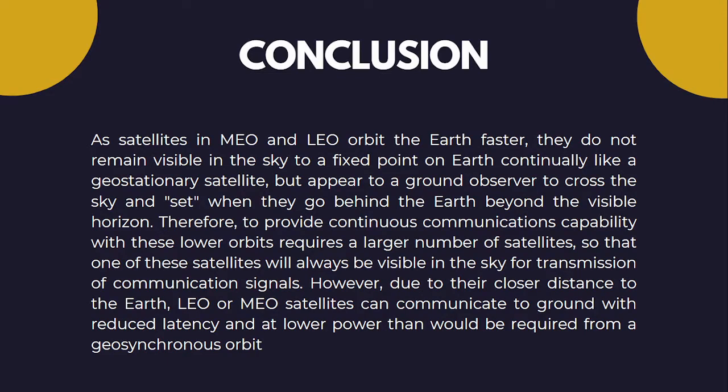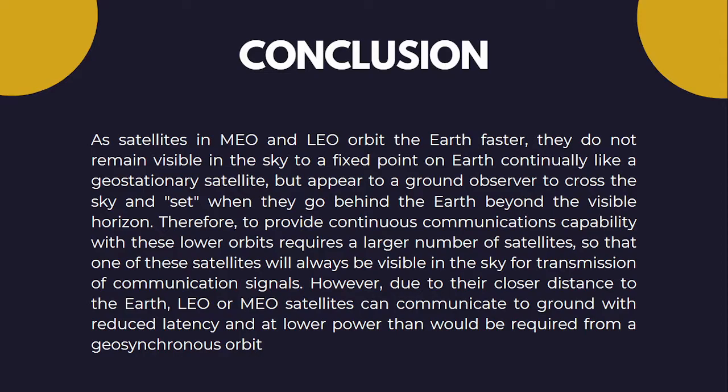Now here is the conclusion of this topic. As satellites in MEO and LEO orbit the Earth faster, they do not remain visible in the sky to a fixed point on Earth continually like a geostationary satellite, but appear to a ground observer to cross the sky and set when they go behind the Earth beyond the visible horizon. Therefore, to provide continuous communications capability with these lower orbits requires a larger number of satellites, so that one of these satellites will always be visible in the sky for transmission of communication signals.